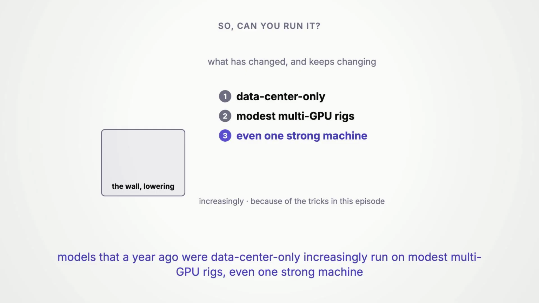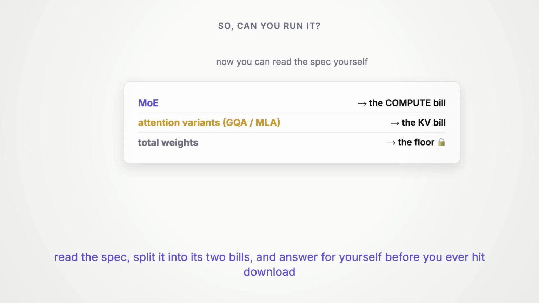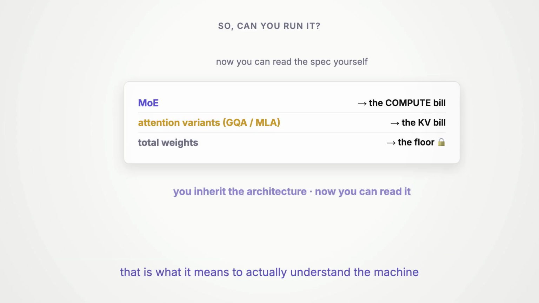The architecture is a choice someone else froze at training time and you inherit it whole. But it is no longer a mystery. You can read the spec, split it into its two bills, and answer for yourself before you ever hit download whether this one is for you. That is what it means to actually understand the machine.